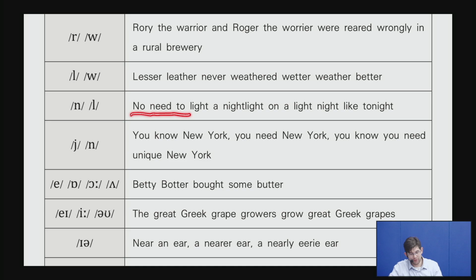Our next one is mixing N and L. No need to light a night light on a light night like tonight. And we're also doing an I sound as well. If you hear it, that I is consistently in here. So let's do it one more time. No need to light a night light on a light night like tonight.